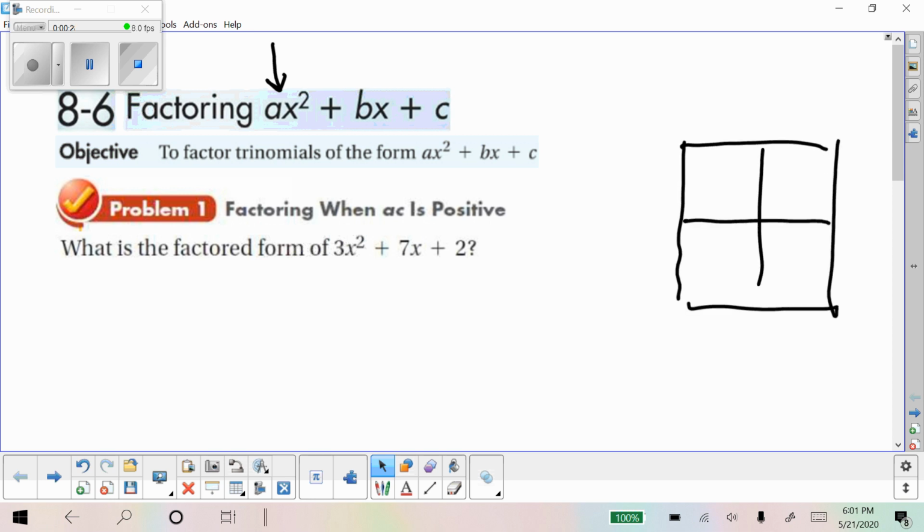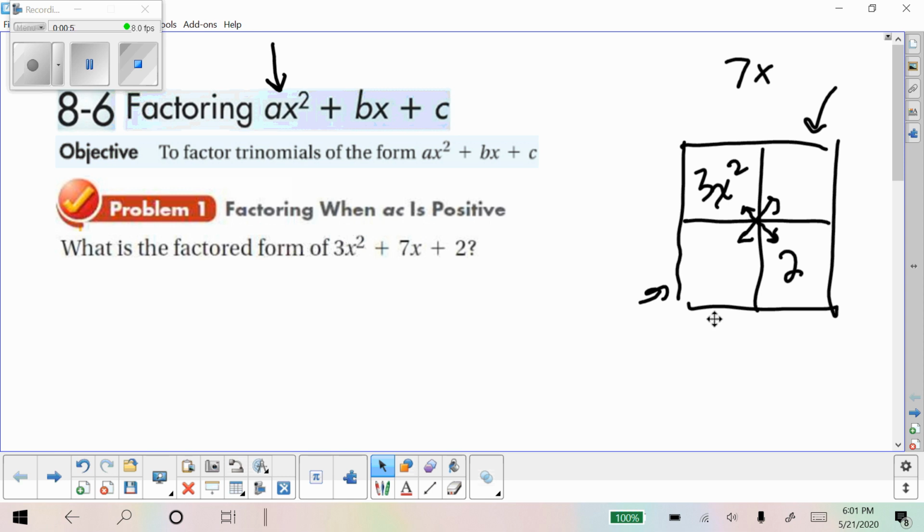And in this box, you're going to put your 3x squared here, and you're going to put your 2 here. Now, these other two empty boxes need to add up to 7x. I'll just put a note up there. And the other thing you're going to find out is that whatever this product is here, this 3x squared times 2, which is 6x squared, the product will be the same this way.